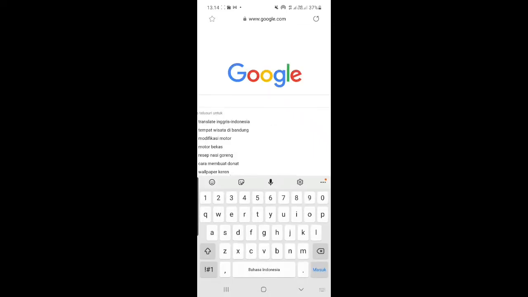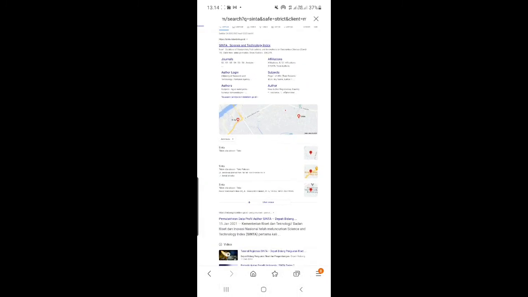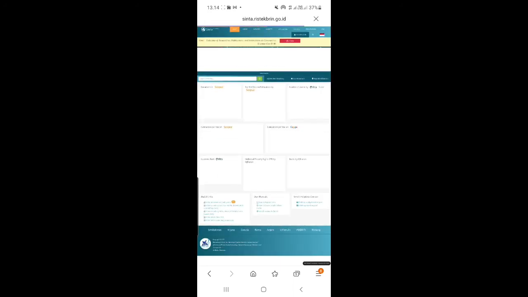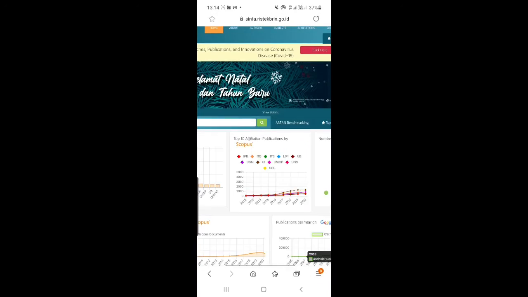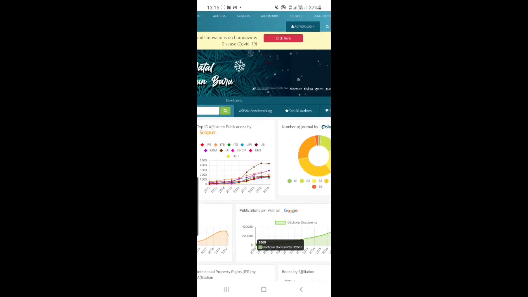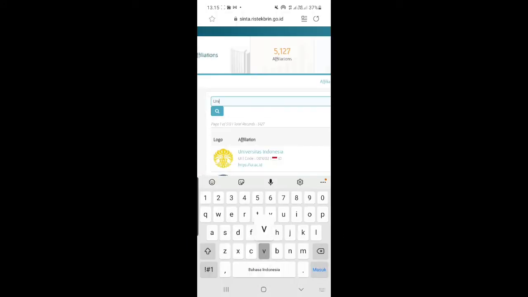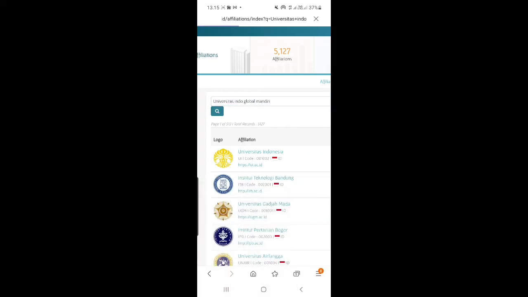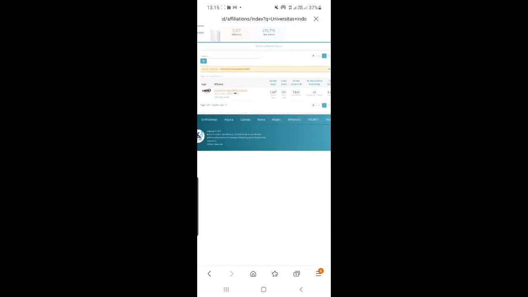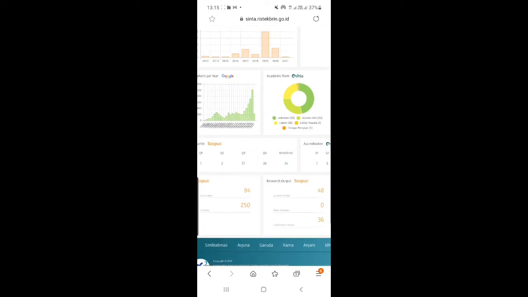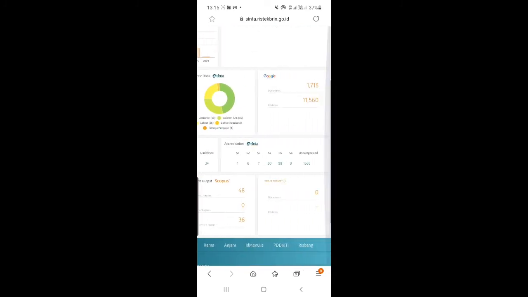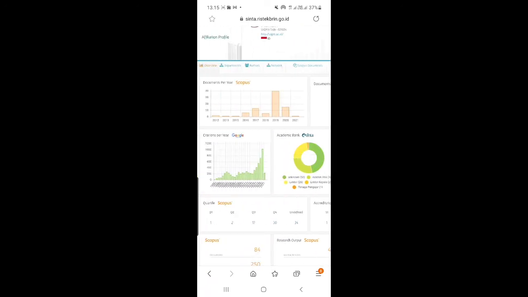So here in Google, you just find the word Sinta. Okay, so here you just click on Sinta Science and Technology Index. So here you can check this one. If you want to check Indo Global Mandiri University, you just can click affiliation. So here is the ranking from the university. Like if you are writing Universitas Indo Global Mandiri, then you search it. You can find our university. Okay, so here is the article that is written by all the lecturer of Indo Global Mandiri University.